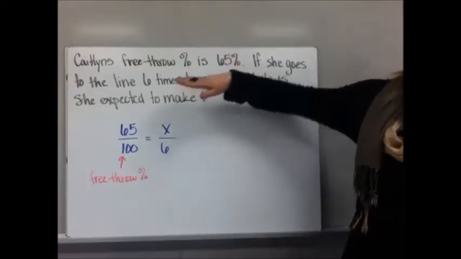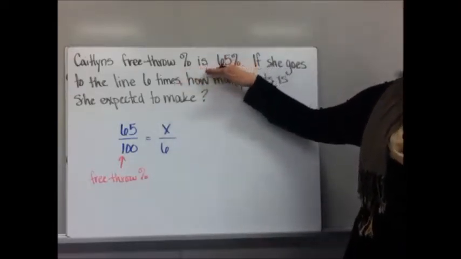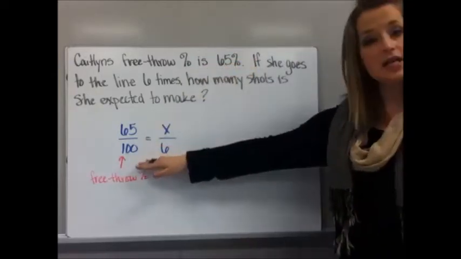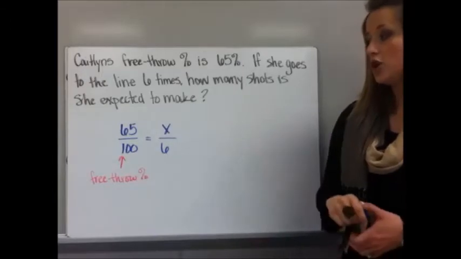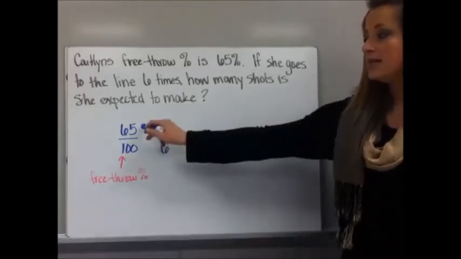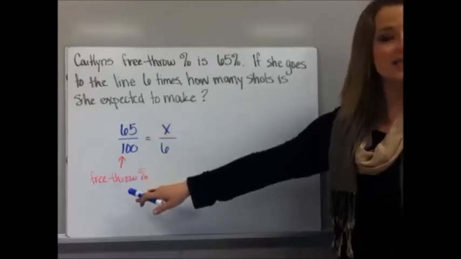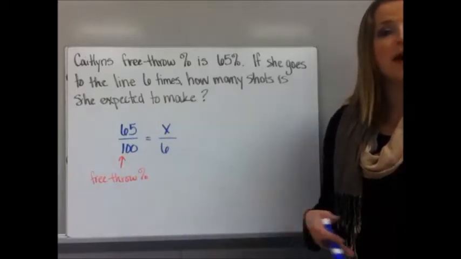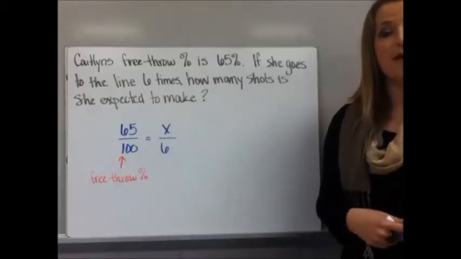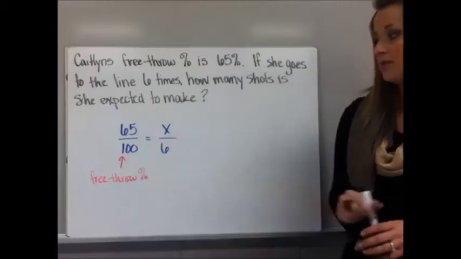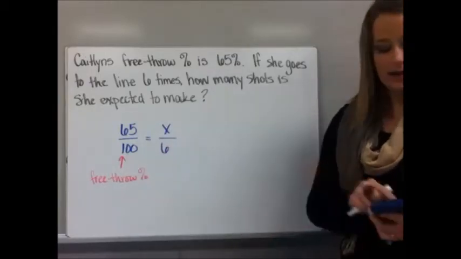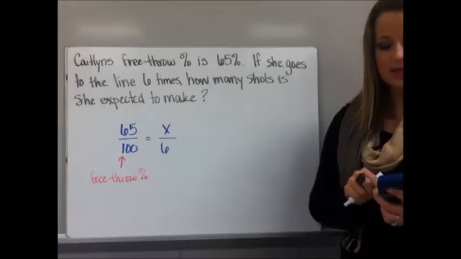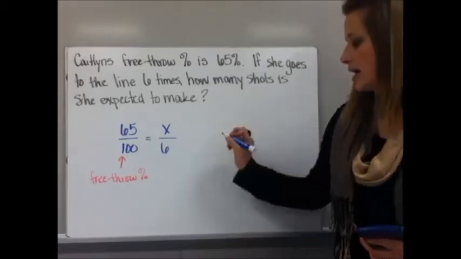So I can take my probability, 65%, connect it to a proportion, and then that will give me my prediction of how many shots she's expected to make. 65 over 100, that's the free throw percentage. Remember, 65% is comparing 65 to 100. That equals x over 6. Then I will cross multiply. 6 times 65 is 390.